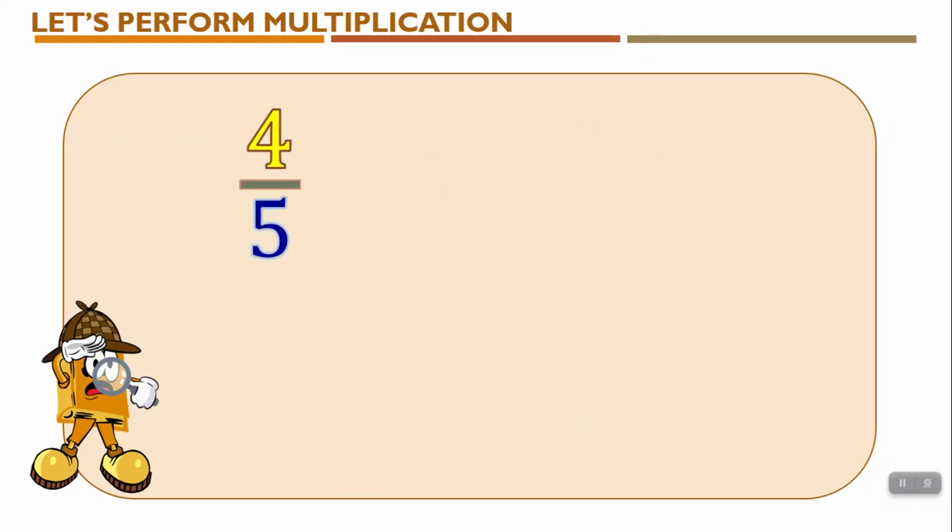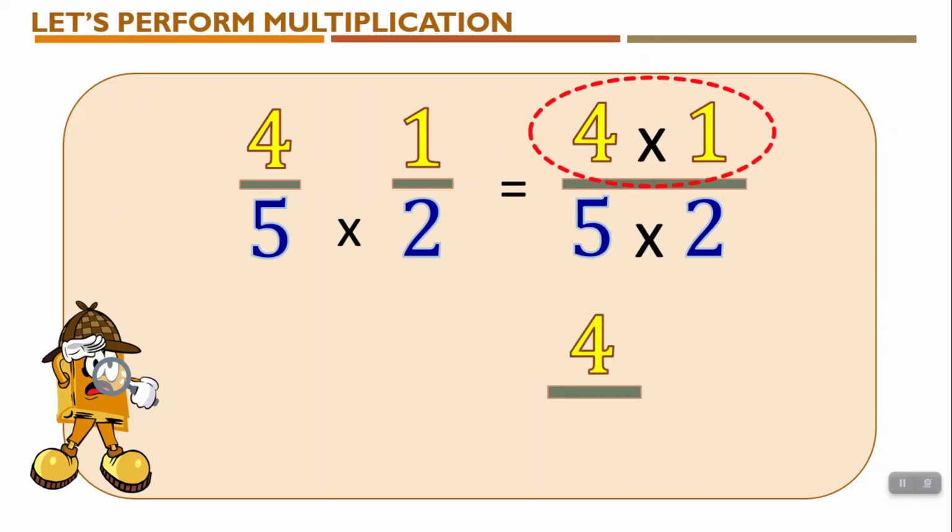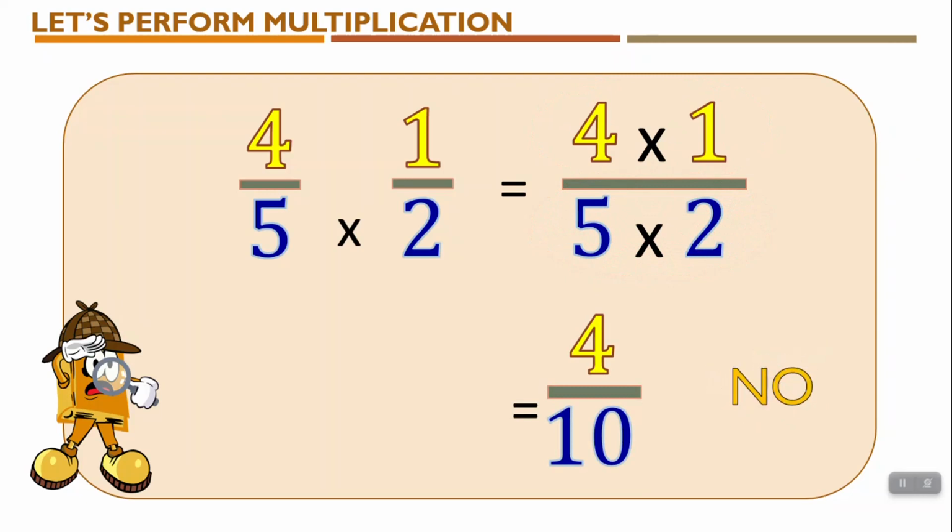One last one. 4 over 5 multiplied by 1 over 2. We multiply the numerators first, 4 times 1, and then we multiply the denominators next, 5 times 2. 4 times 1 gives us 4, 5 times 2 gives us 10, and we check again, is 4 over 10 a fraction in lowest terms? And the answer is no. And we know that 4 and 10 are in our 2 times tables, and so we probably need to divide by 2. Let us check our factors first.